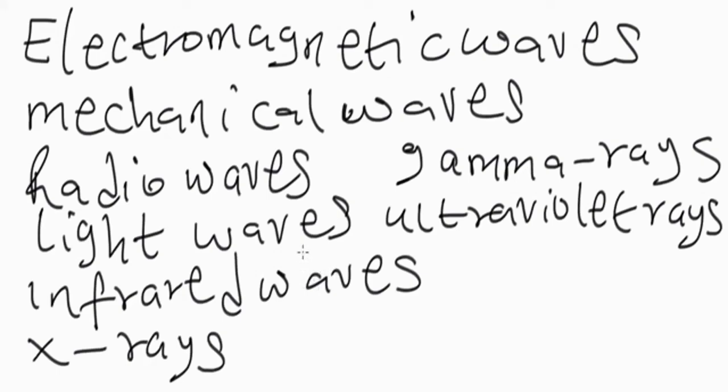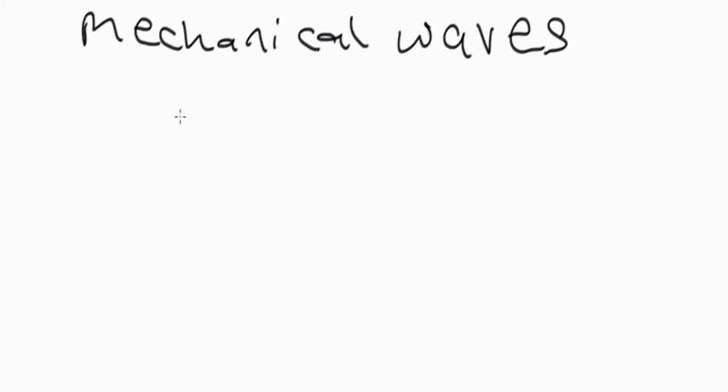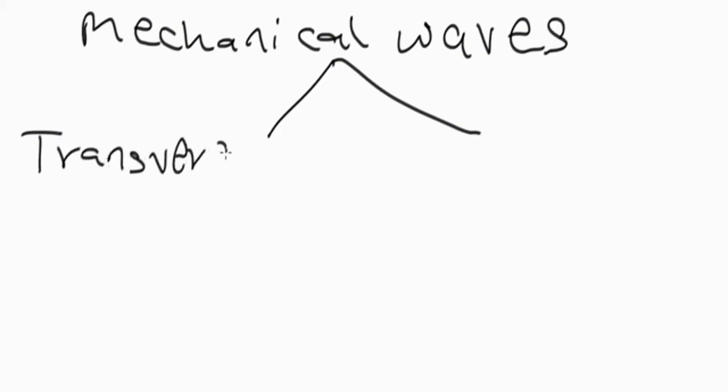Okay, so having done this, let's look at the idea behind mechanical waves. Let's wipe this page. Mechanical waves. Okay, now mechanical waves are types of waves that require a material medium for their propagation or production. And we have two types of it. We have the transverse wave and we have the longitudinal wave.